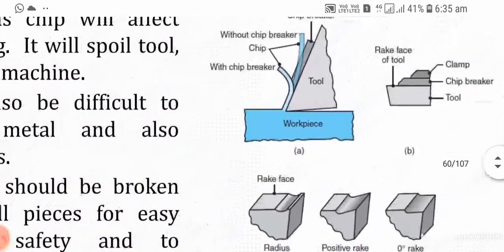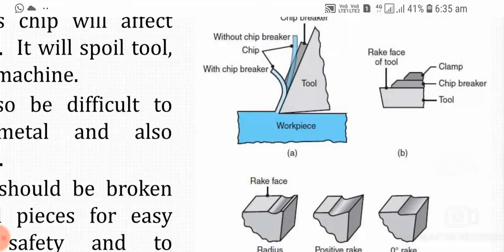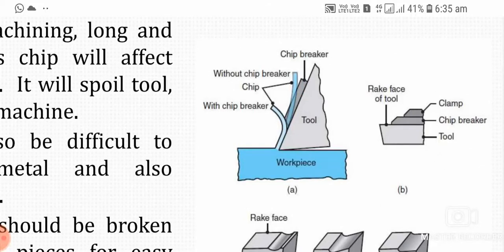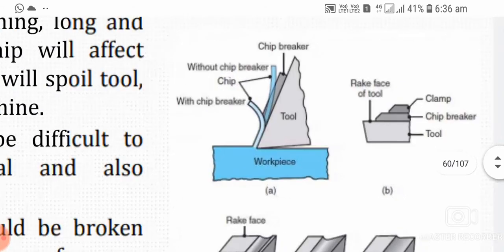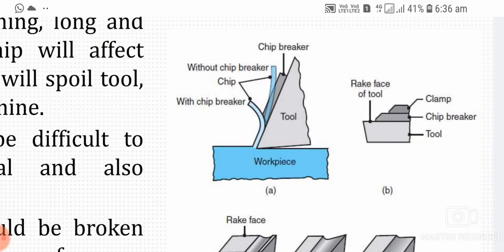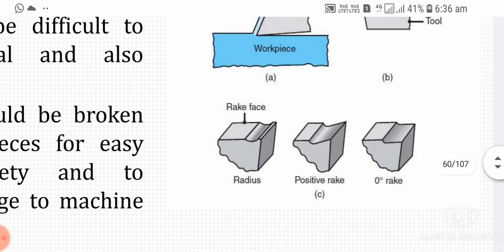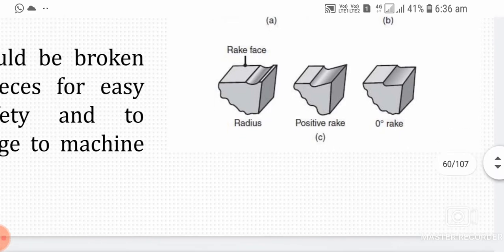Show the diagram. Workpiece on the top side of the tool with a chip breaker. The chip breaker inserted causes the continuous chip to rotate in the opposite direction. Show the diagram B. Rake face of the tool, clamp chip breaker. In this picture C, the chip breaker in the radius, positive rake angle, zero rake angle.